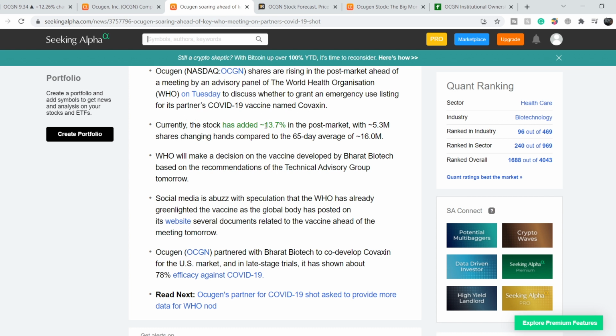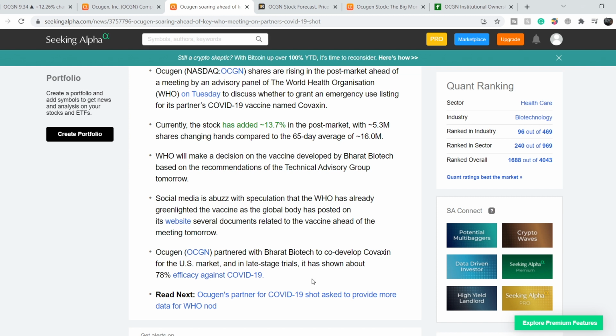Currently, the stock has added 13.7% in the post-market, with roughly 5.3 million shares changing hands compared to the 65-day average of roughly 16 million shares. WHO will make a decision on the vaccine developed by Bharat Biotech based on the recommendations of the Technical Advisory Group tomorrow. Social media is abuzz with speculation that the WHO has already green-lighted the vaccine, as the global body has posted on its website several documents related to the vaccine ahead of the meeting tomorrow.